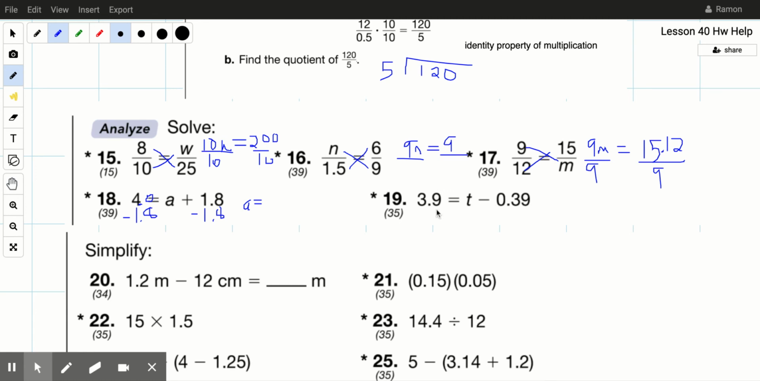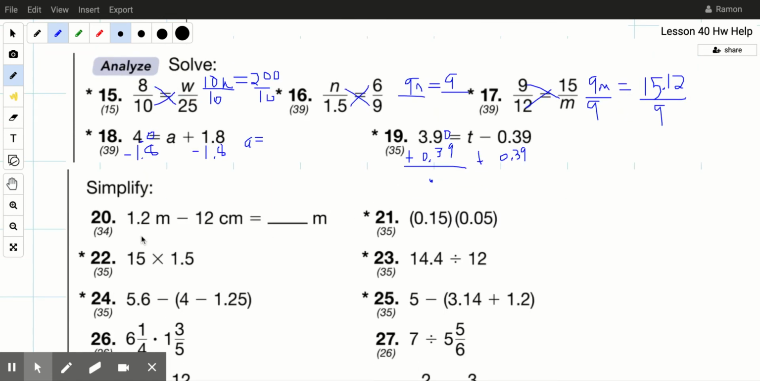For 19, again, we're going to add a terminal 0 so that they both have 2 digits after the decimal. But since it's subtraction, and since the subtrahend is the value given, we're going to add to both sides. Instead of doing a switcheroo, we're just going to add. Make sure that you drop your decimal down. Make sure that you carry over.